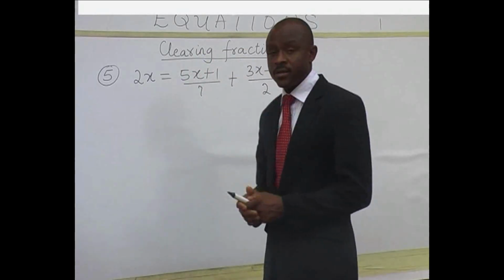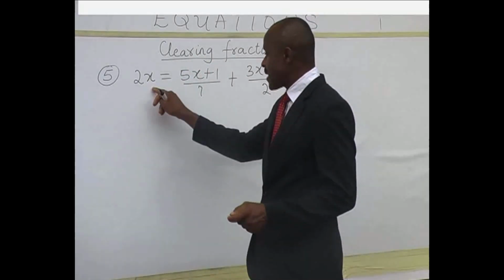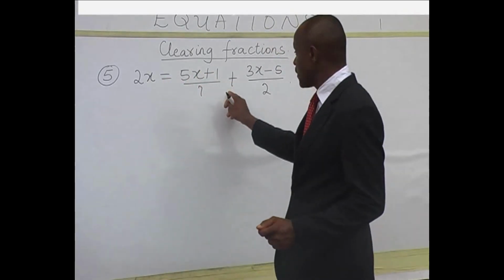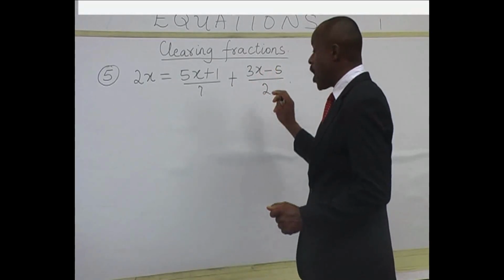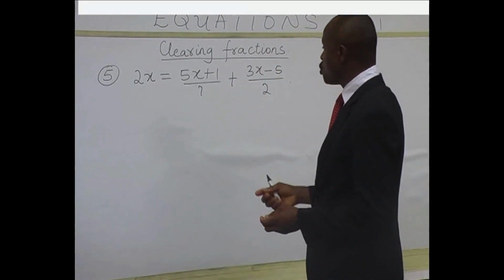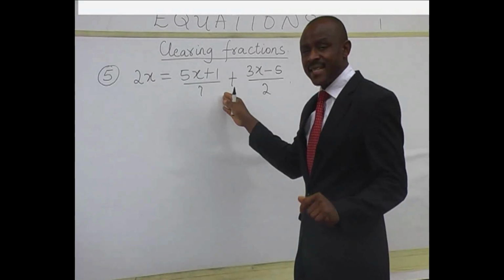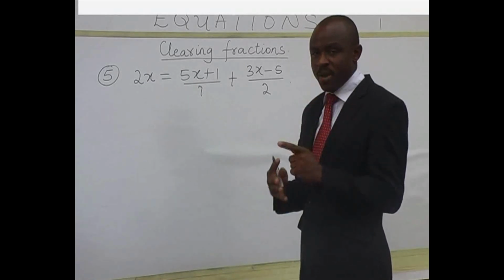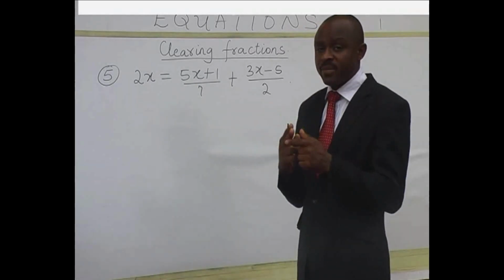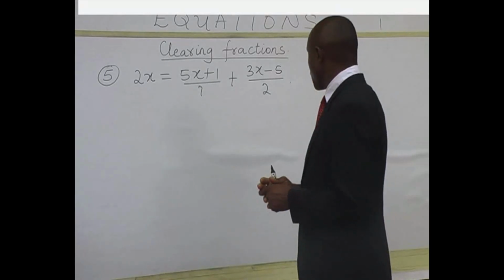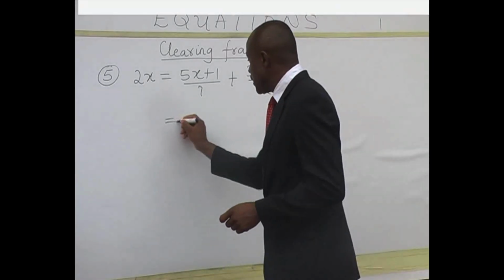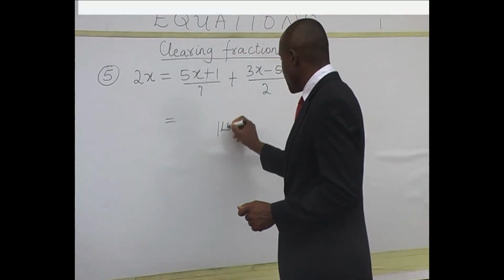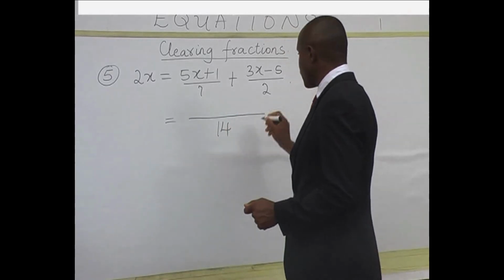Question number 5, which is going to be the last question we are going to take in clearing fractions. It says 2x is equal to 5x plus 1 all over 7 plus 3x minus 5 all over 2. What we're going to do is to make the fractions in the right hand side of the equation to have a single denominator, so that you'll be able to cross multiply and get forward. In trying to do that, find the LCM of 7 and 2, and the LCM of 7 and 2 will give you 14. Draw a line across.